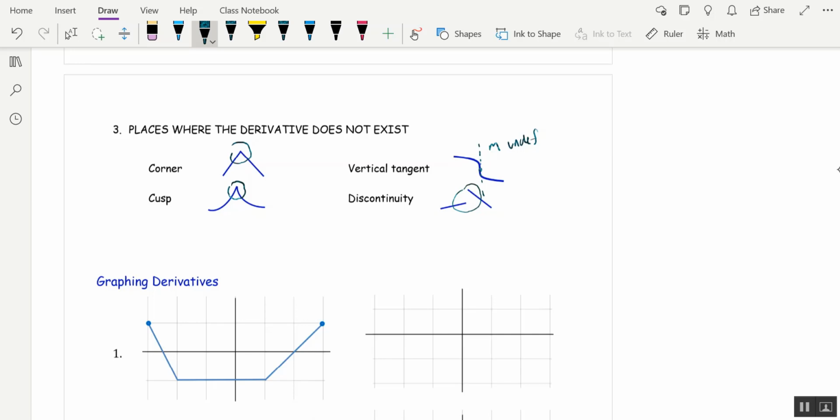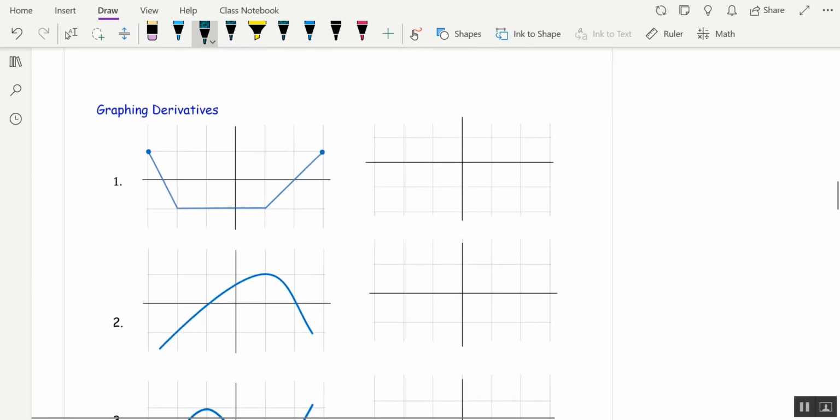And now we're going to graph some derivatives. So for this first picture, I'm going to use the fact that for a straight line, the derivative is just the slope of that line. So between this point and this point, the slope of this line, m, is I go 1 over 2 down, so -2. Between this point and this point, the slope is 0. And then between these 2 points, the slope is 1.